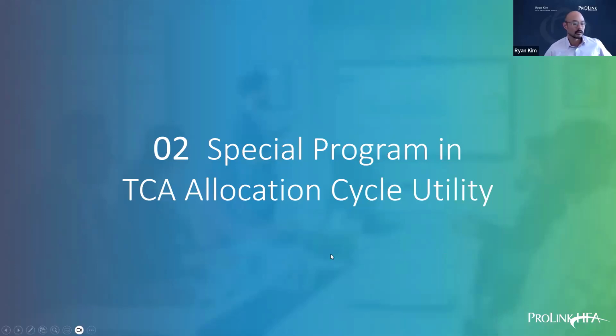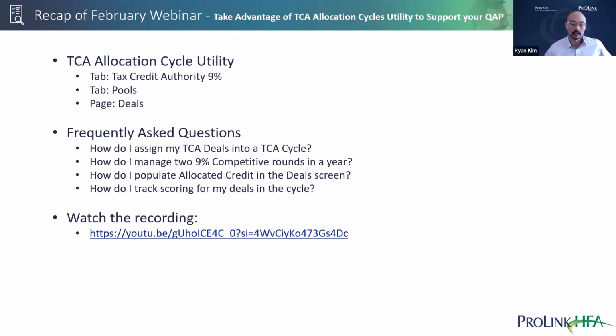So let's start with the TCA allocation cycle utility. This is a recap of what we presented in February. It was presented by Tom Deng, who is our senior solutions consultant at ProLink, and he presented these topics to give you an overview of the TCA allocation cycle utility. One thing I would like to highlight is this bullet right here: How do I populate allocation credits in the deal screen at the utility level?